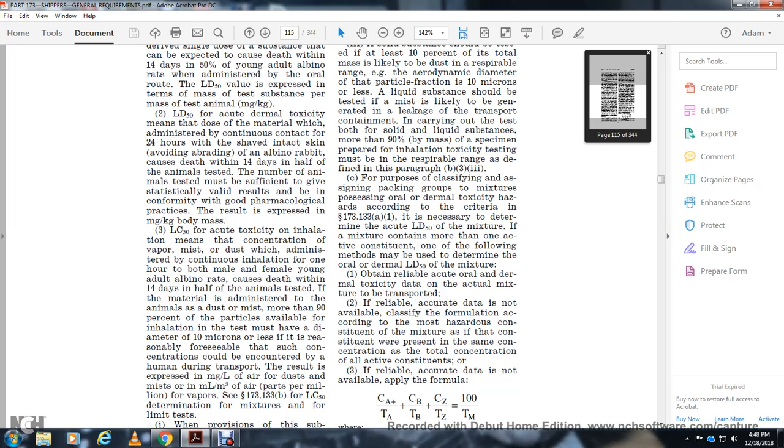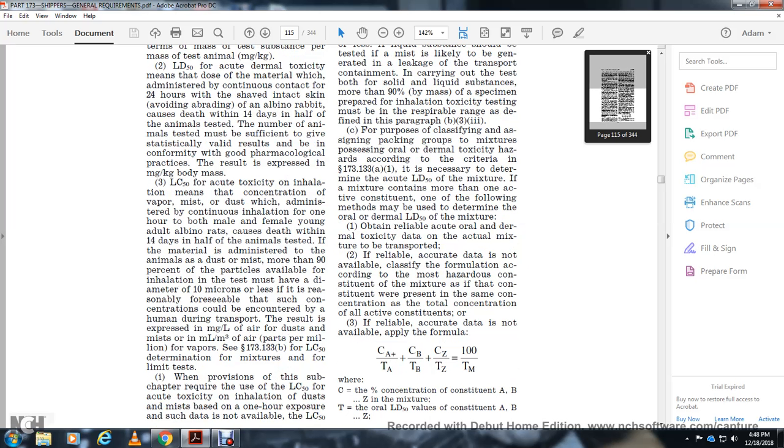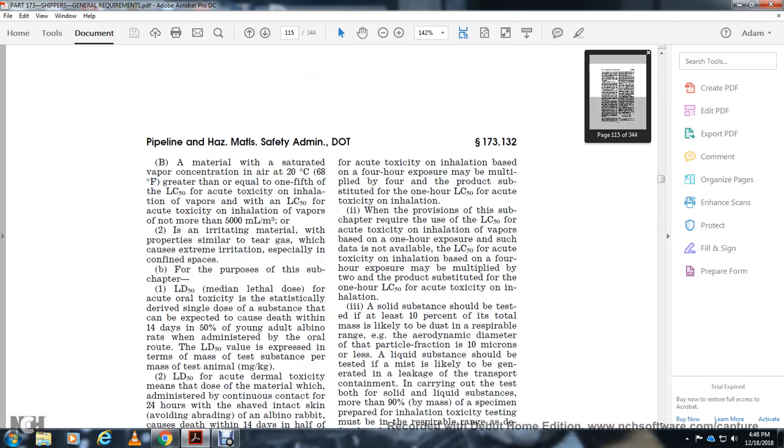173.133(b): LC50 determination for mixtures, when the provisions of the subject are met. For the LC50 acute toxicity by inhalation of mists, with a one hour exposure, if the data is not available, the LC50 is used.